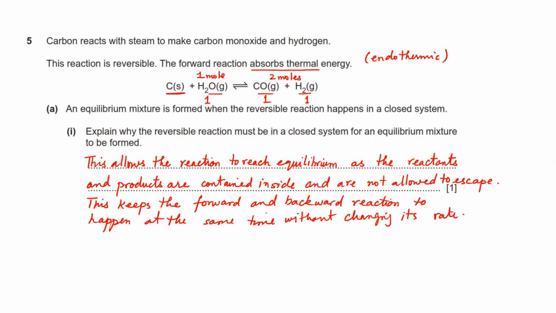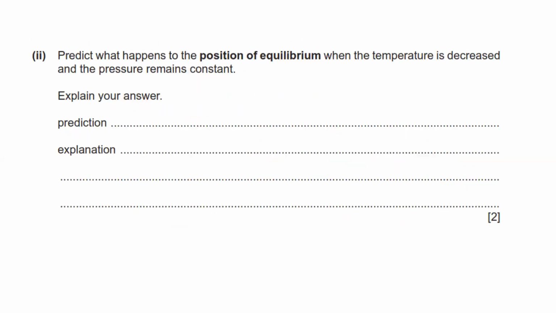If you have to explain it in a very simple line, you can just say that a closed system does not allow the reactants or products to escape, thereby keeping the equilibrium inside the system. Then part 2 says predict what happens to the position of equilibrium when temperature is decreased and the pressure remains constant. So remember, this topic is from Le Chatelier's principle.